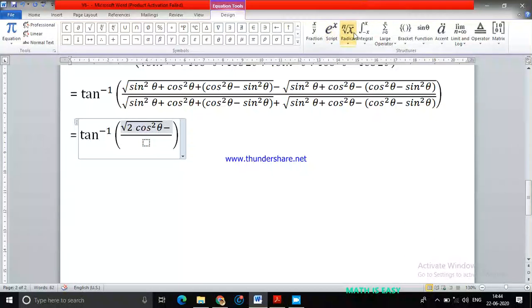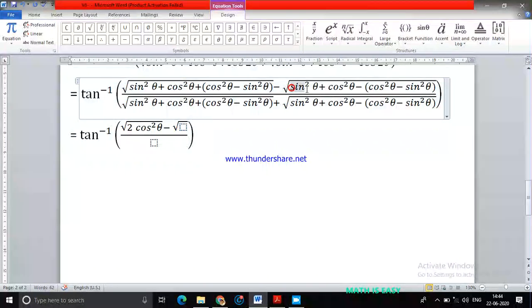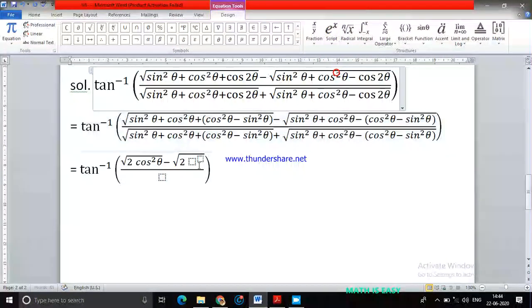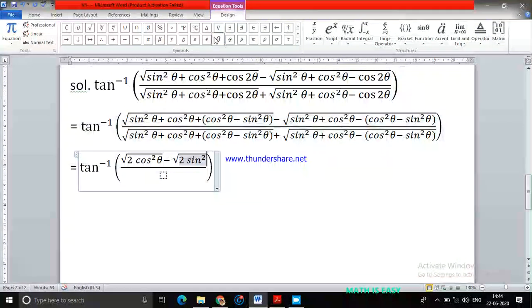Minus, the next term also will come under root. Now what is left in the second term? Here, what is left after opening the bracket in this selected region? It will become minus cos square theta plus cos square theta will get cancelled. Minus of minus will be plus, so it will be 2 sin square theta. So it is under root 2 cos square theta minus 2 sin square theta.